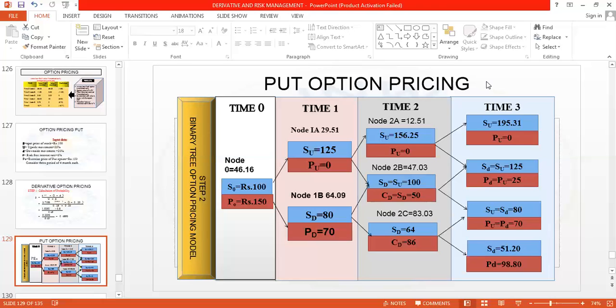So let us start the calculations now. As you know, the blue indicates the movement of the share price in the spot market, from time 0 to time 1, then time 2, then time 3. And different nodes indicate different combinations of up and down movements in time 1, time 2, and time 3.